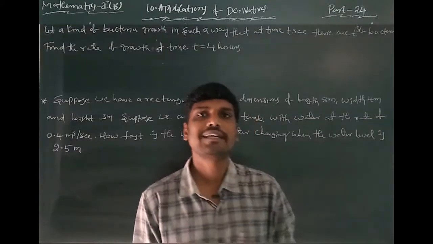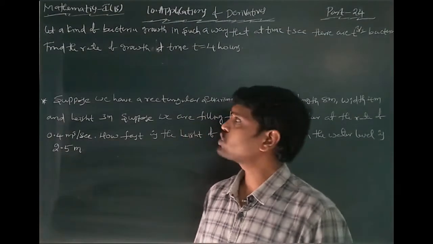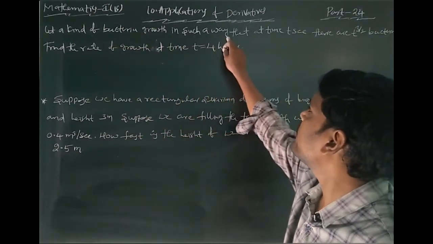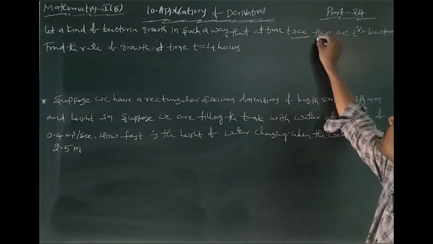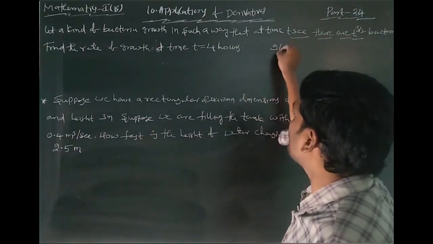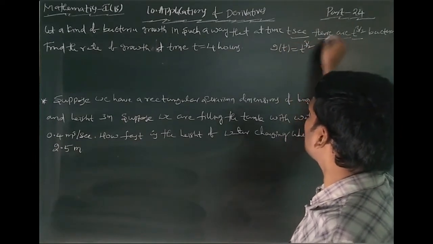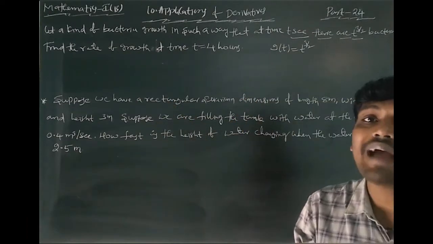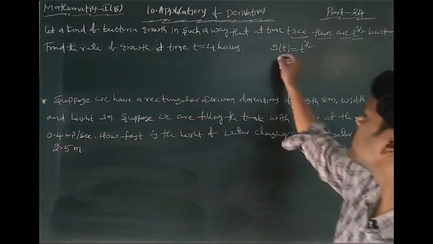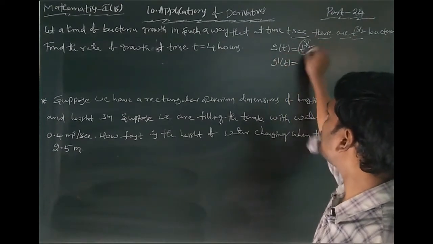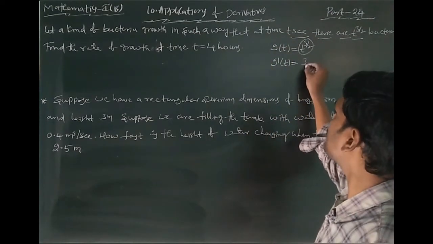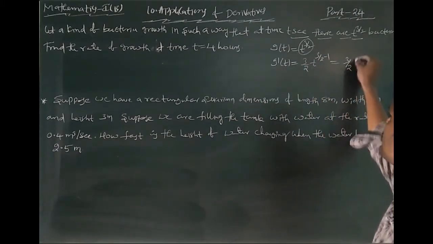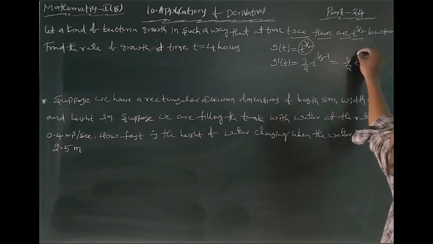Next, today's assignment problems are homework problems. First one is, let a kind of bacteria grow in such a way that at time t seconds there are t power 3 by 2 bacteria. Find the rate of change of growth of bacteria at time t equal to 4. First you find the derivative. G dash of t equals the derivative of t power 3 by 2, which is 3 by 2 into t power 3 by 2 minus 1.